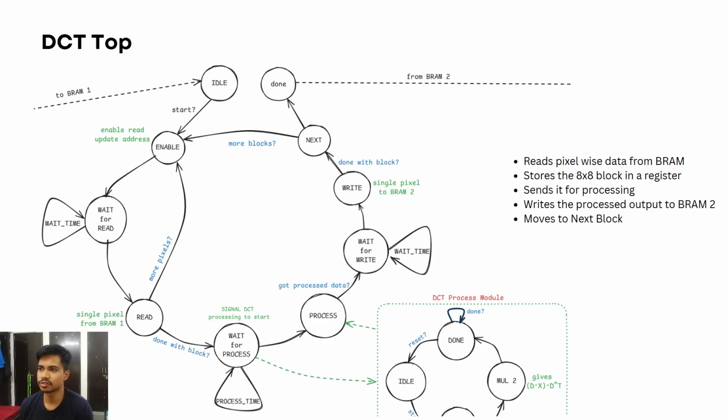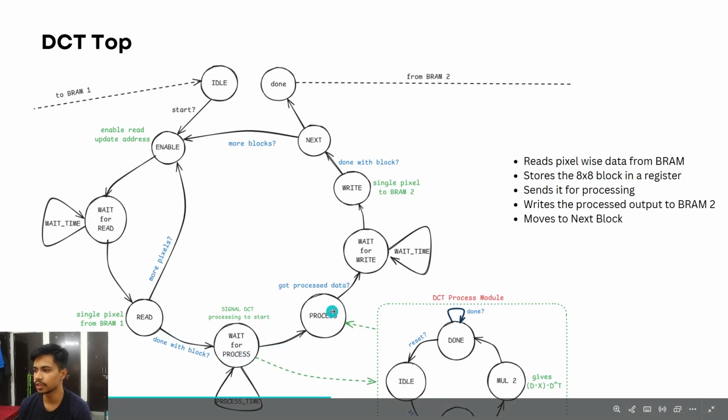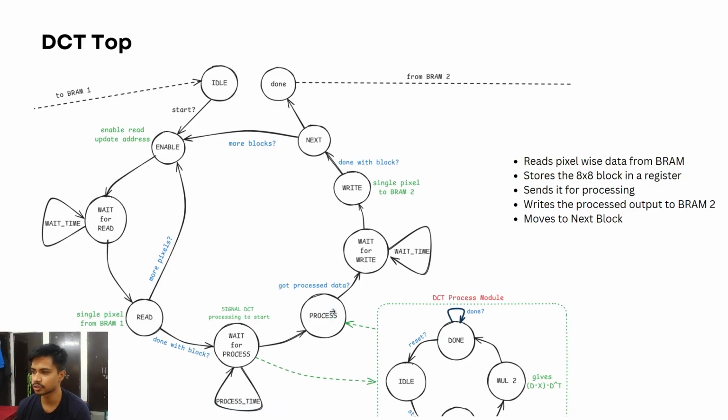Now coming to the main DCT top module, when we signal the process to start using the switch on the FPGA board, we start reading each pixel value and store them in a register. We read the pixel values until we reach the end of the 8 by 8 block. Now we move to the processing phase. We tell the DCT process module to start the matrix multiplication process. Then after the module says that it's done, we wait for the writing phase of the module.